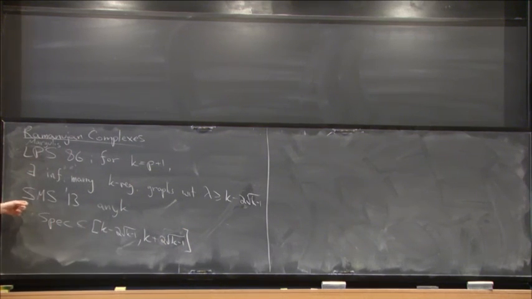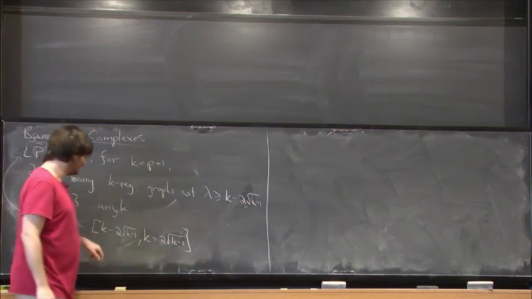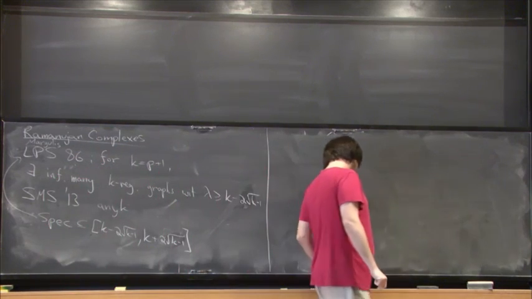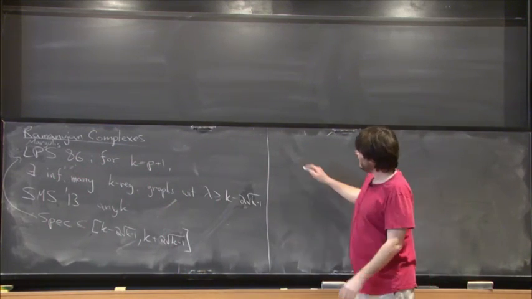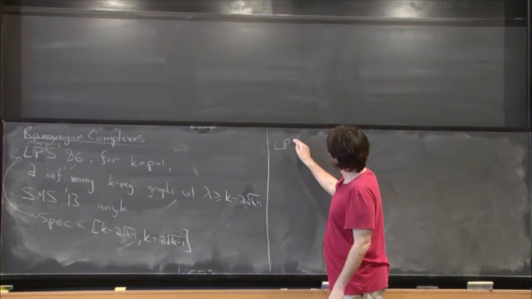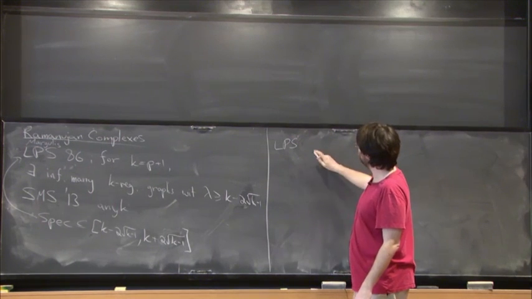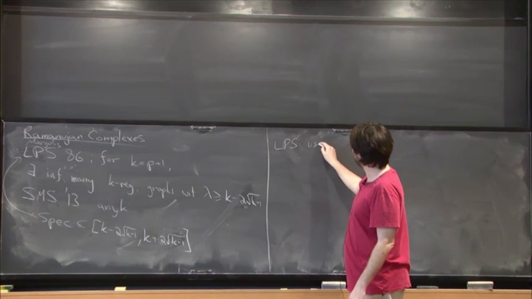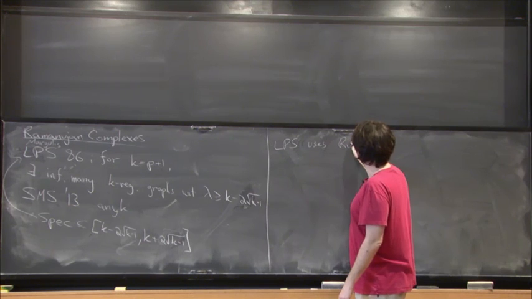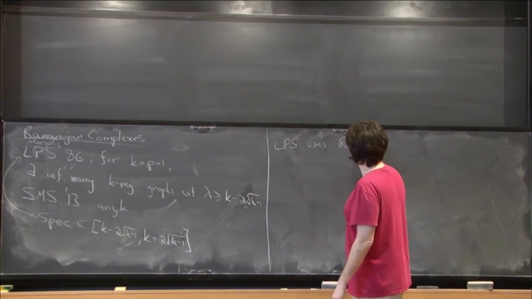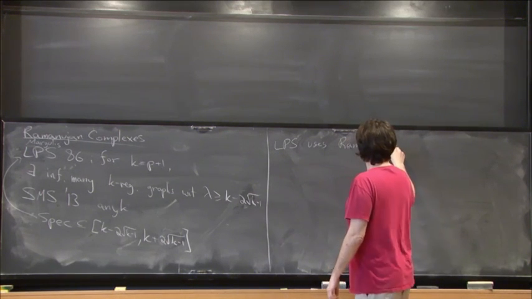They have it. Lubotsky, Phillips, and Sarnak have this, and they still don't have the most general theorem. So the construction of Lubotsky, Phillips, and Sarnak uses what is called the Ramanujan conjectures.